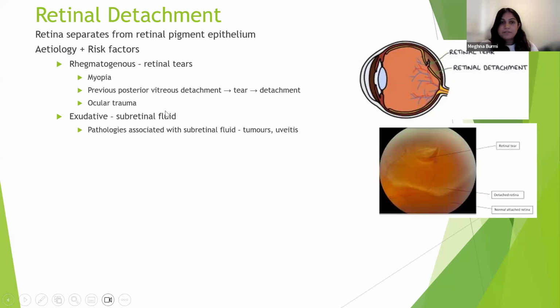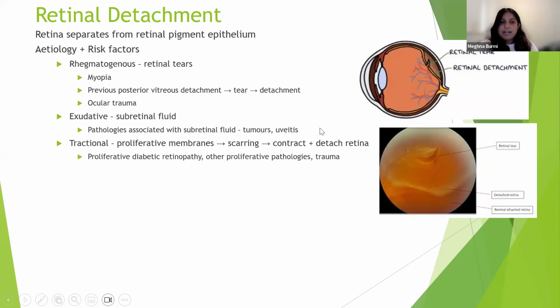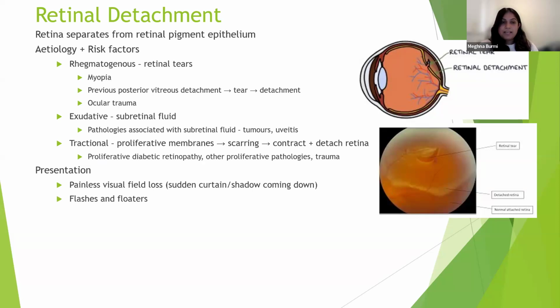Exudative, so fluid under the retina can build up from various pathologies, tumors, uveitis, and that's another way you can get retinal detachment. And finally, there's tractional retinal detachment, where we're having changes to the actual membrane. The retina is scarring, and basically that contracts and detaches the retina away from the posterior membranes. And you can see that in proliferative diabetic retinopathy and other proliferative pathologies that we don't really need to worry about today. Trauma as well can cause that.